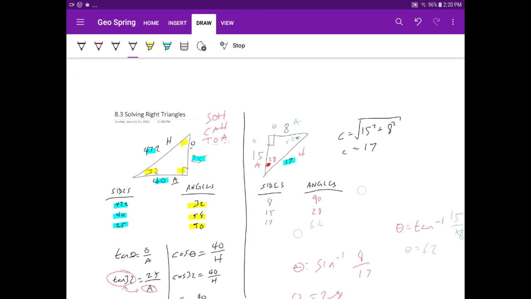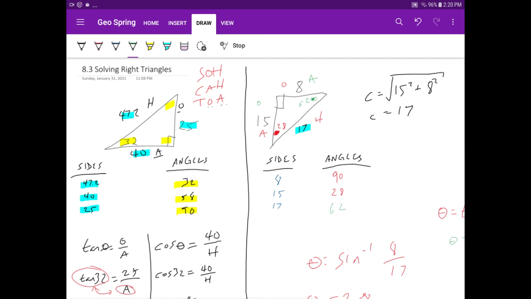This is solving right triangles. So you can get all 6 pieces of information that way.